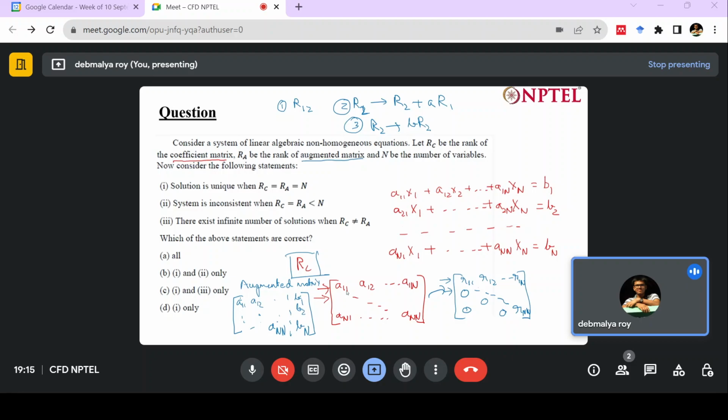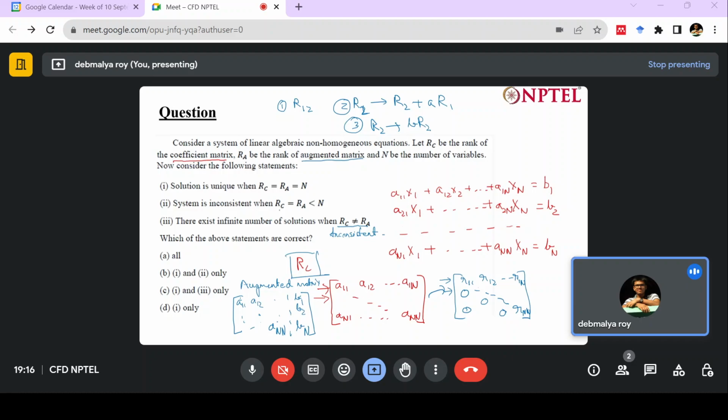If RA is greater, that means one equation has boiled down to left hand side being completely zero, whereas right hand side has a non-zero term. This is not physically possible. So if RC is not equal to RA, then we must conclude that the system is inconsistent, that there is no solution possible. So RC not equal to RA will mean it is an inconsistent set of equations. RC must be equal to RA for any consistency.